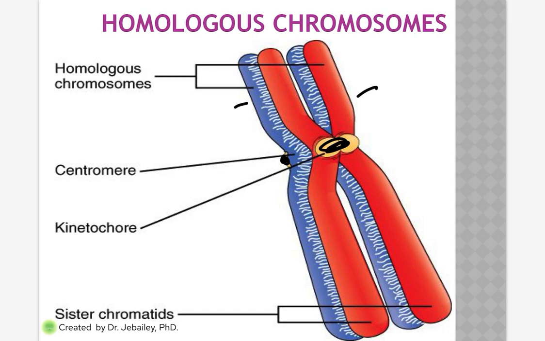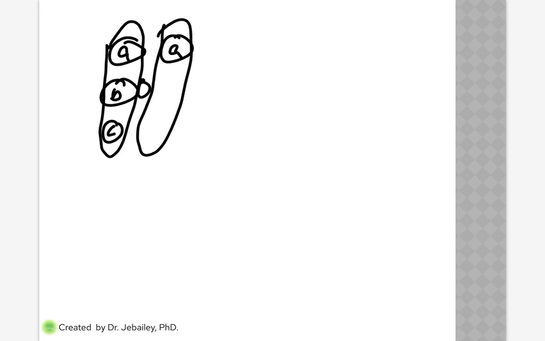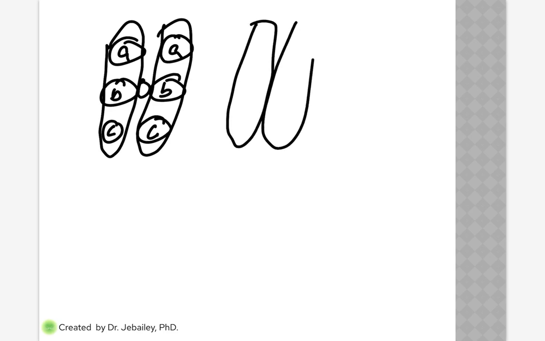Now, let me explain how these homologous chromosomes have to do with this. So, homologous chromosome, imagine that you have here a gene A, a gene B, and a gene C, and it's connected to its sister chromatid, which is gene A, gene B, and gene C. Now, that's a sister chromatid. Now, you have another sister chromatid here.